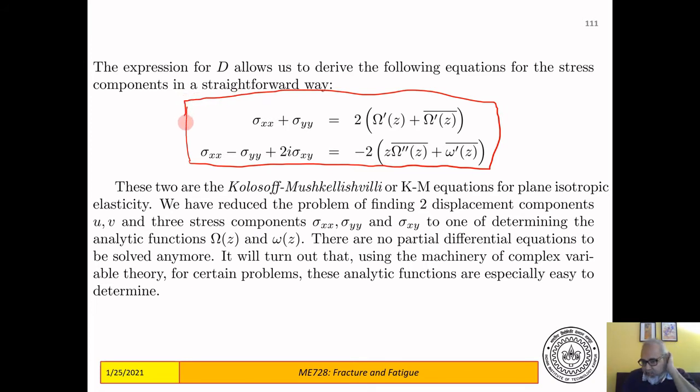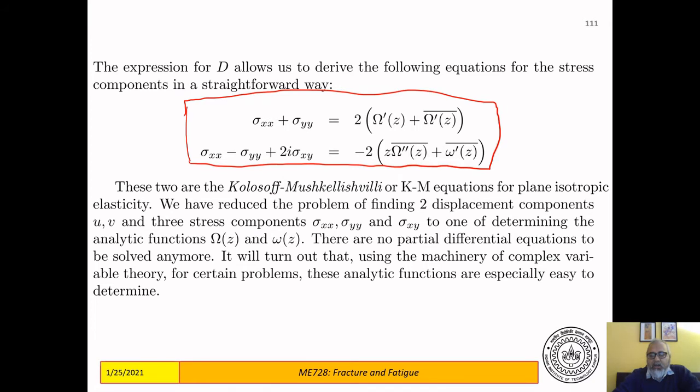So in the antiplane shear case, you had one analytic function to be determined. Here you have two analytic functions to be determined. And if you can determine capital omega z and small omega z, then you have all the stresses and all the displacements at all points on the body. There are no differential equations to be solved. These are all algebraic equations.